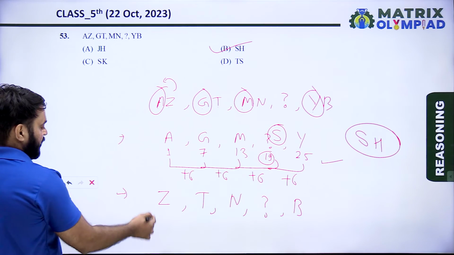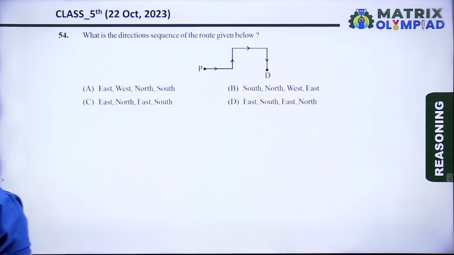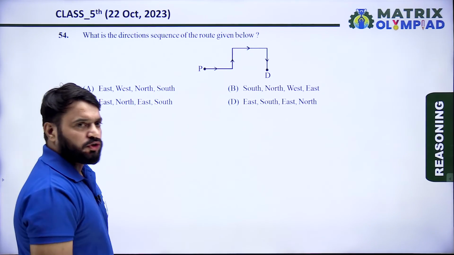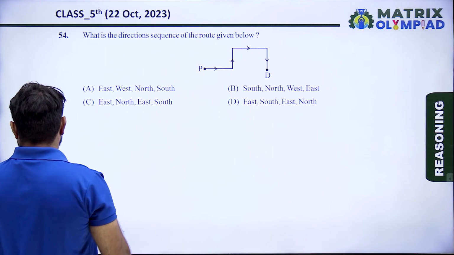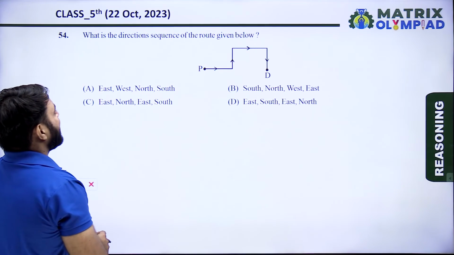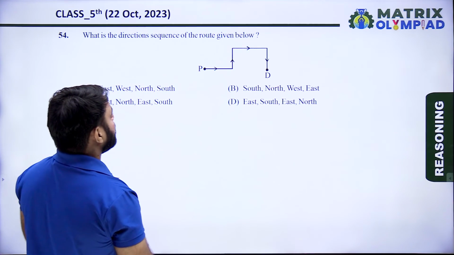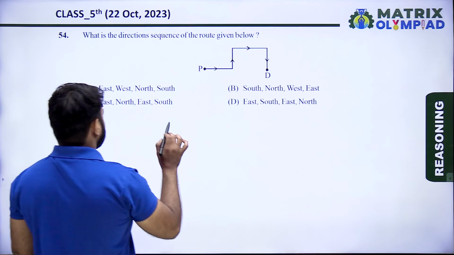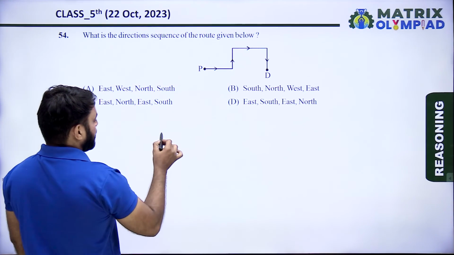Let's move on to the next question. So the next question is question number 54. What is the direction sequence of the route given below? So find the direction sequence of this figure.